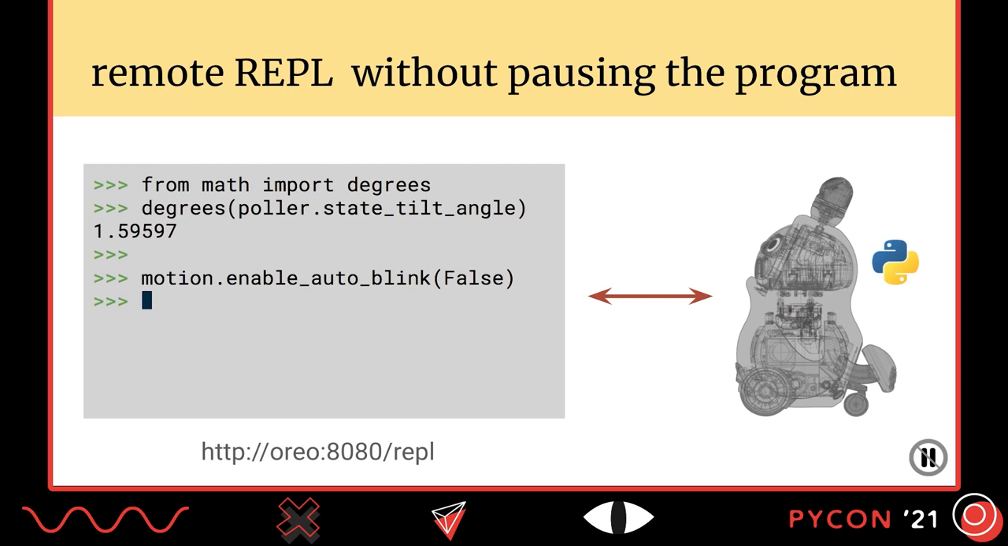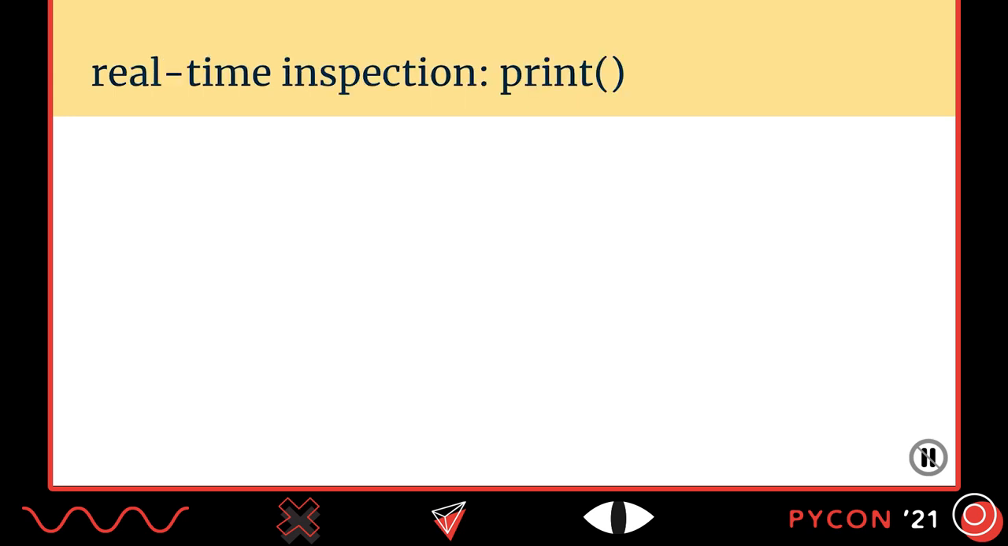One limitation of the REPL is it's not going to show us a customized or visual display. So let's see what we can do as far as that. The print function is actually something I use often to surface internal state in real time.